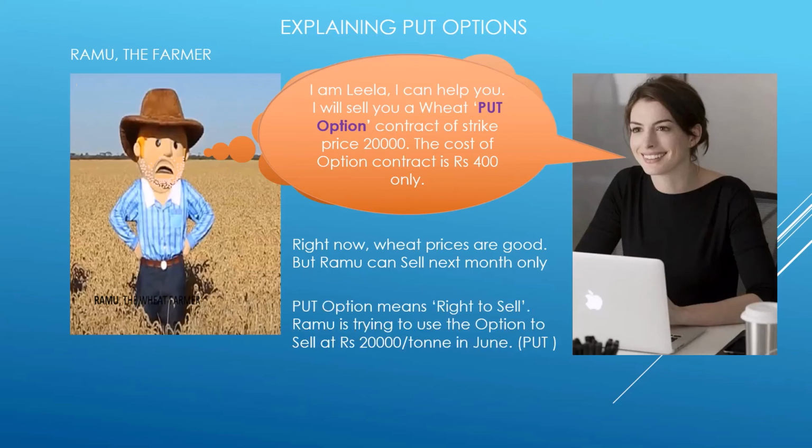Put option means the right to sell. The right to sell a particular stock or commodity at a future date at an agreed price. It could be 20,000, or 21,000, or 22,000, or 19,000, or 18,000. Depending upon the strike price, the price of that put option contract may vary. Here, Ramu selected the put option contract of 20,000 and the cost was only 400.